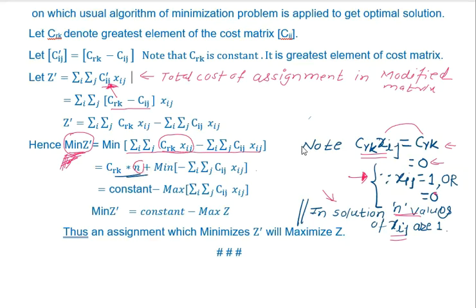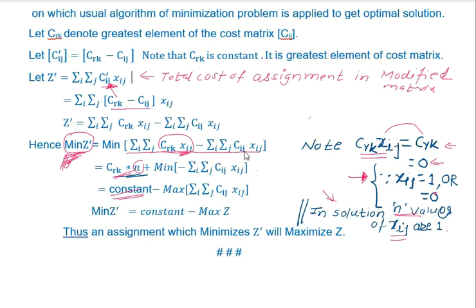And this product is CRK in that case. So how many CRK elements are there? Equal to n. For n values of Xij, we get 1 here. So this is a sum of CRK plus CRK plus CRK, n times. So it is a constant. This number is a constant, plus the minimum value of the second term.